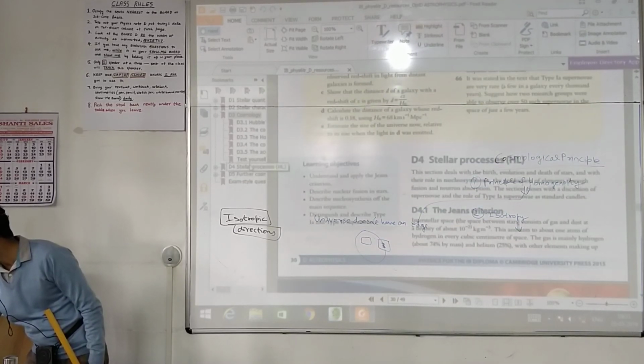Now we have finished the cosmology section. We are going to move on to further cosmology now.